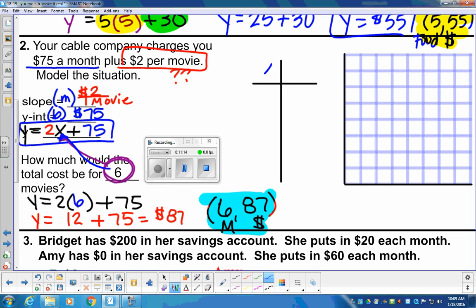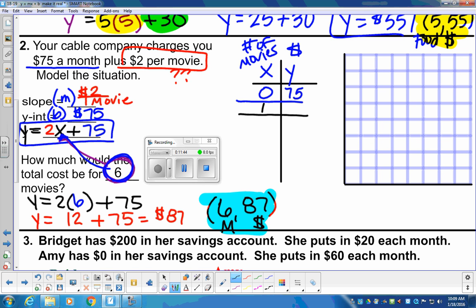So now our table, always in the order of X, Y, always in alphabetical order. Money is our dependent variable on the Y-axis. Number of movies here. And we need to work that to 6 because that's what the question's asking us about. So what if we don't want to watch any movies at all? Or what if we're not home? Do we still have to pay the $75? Yes. $75 is required. That's the beginning fee. And now we're going to work this table to 6.